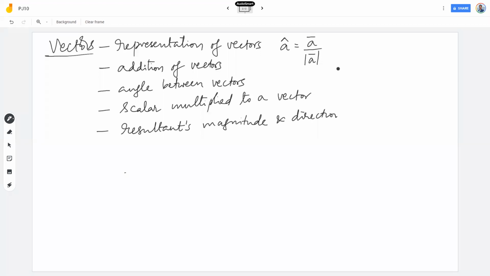So all these things we have already covered. In this class, we will do resolution of vectors, and we will save the product of vectors for later. Let us not do product of vectors now. We'll only do resolution of vectors and some numericals. That is the agenda for today's class.